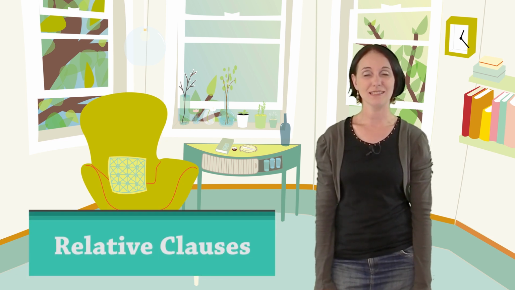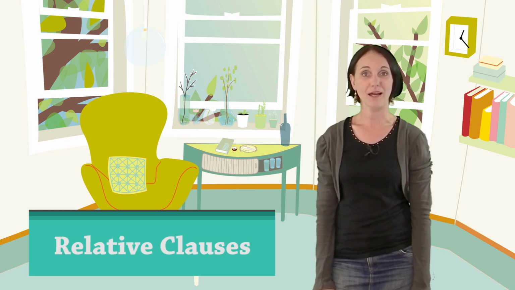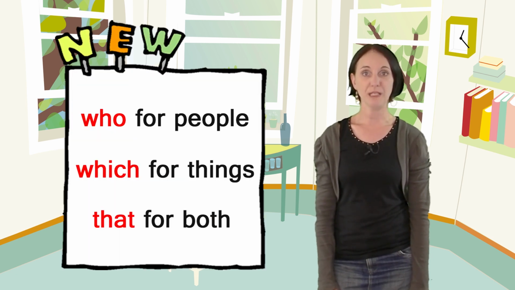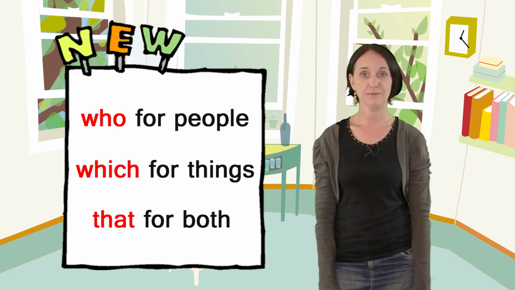Relative clauses. First, let me talk about relative pronouns. Relative pronouns in this lesson are who, which, that. We use who for people and which for things. That can be used for people and things.